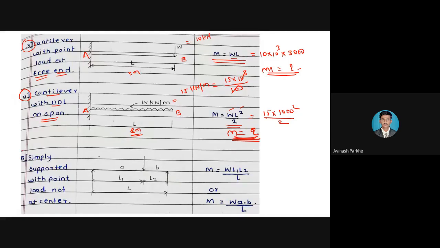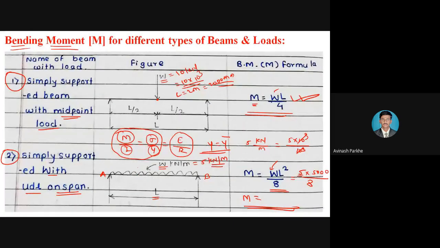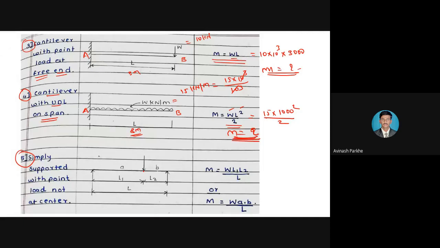The figure number 5 is also given, that is simply supported beam with point load, but it is not applied at the center. बघा केस नंबर 1 मध्ये पॉइंट लोड बरोबर सेंटरला आहे, पण ह्या लास्टच्या केस मध्ये पॉइंट लोड is not applied at the center. So their distances are L1 and L2.